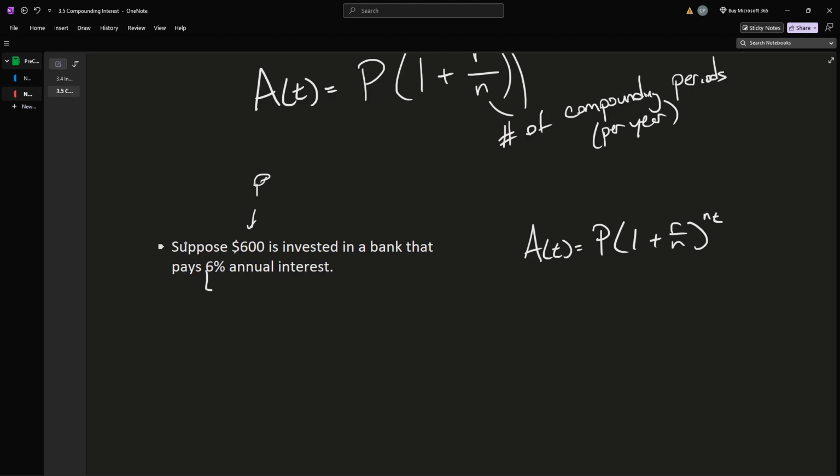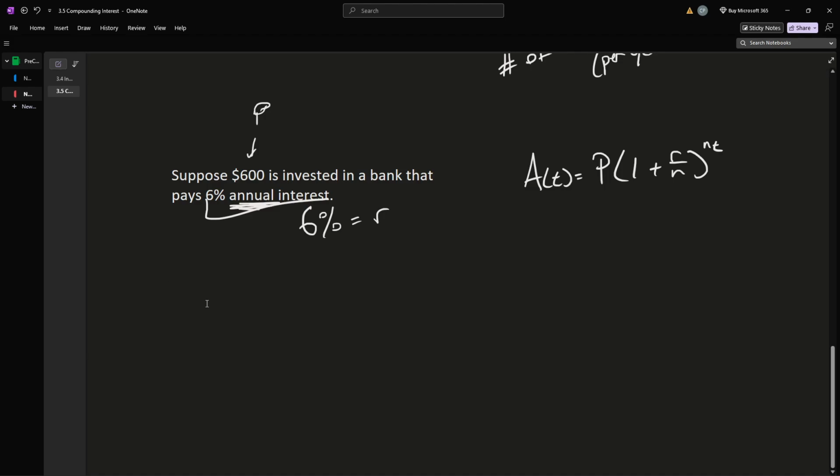And it pays 6% annual interest. That annual is key right here. 6% annual, so that I have a happy r. 6% is my r. What am I missing? My n, my t, and maybe A. Like always, for an equation like this, you can only have one missing variable to solve for. You cannot have two missing variables in one equation. Then we cannot solve it.